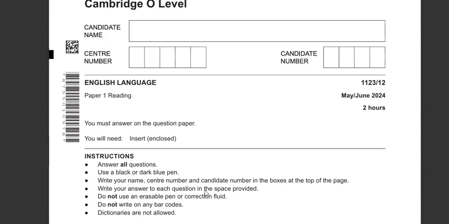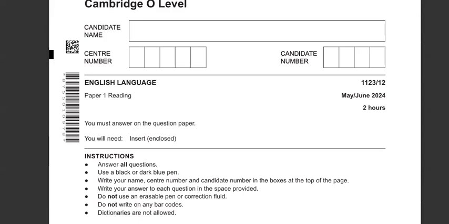Then the next point says to write your answer to each question in the space provided. That means that you are not at all allowed to use any extra sheets. You can use supplementary sheets, but only for paper number 2, not for paper number 1. Do not use an erasable pen or correction fluid. You are strictly prohibited from using any ink remover, ink eradicator, or any sort of Tipp-Ex even. Do not write on any barcodes, because the barcodes are very crucial. Because of the barcodes your attendance is marked, and due to your attendance the whole answer script is recorded.